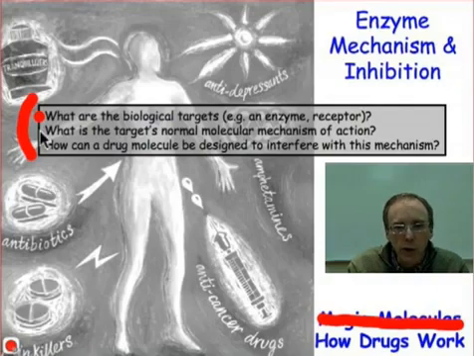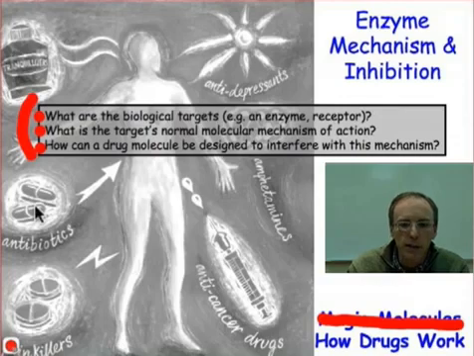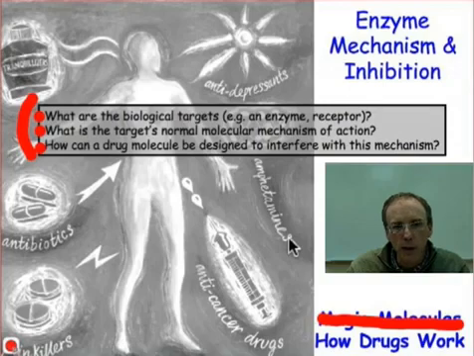Once we know those targets, we need to think about what are the normal molecular mechanisms by which these targets carry out their action, and then we can think about how to do the molecular engineering side of the problem, that is, how to design a drug that could interfere with this mechanism. So as you think about what's going to be coming down the next few webcasts, these are the questions that I want you to think about. What's the target, what's the mechanism, and how can we interfere with that mechanism?